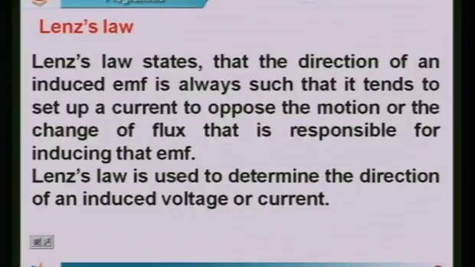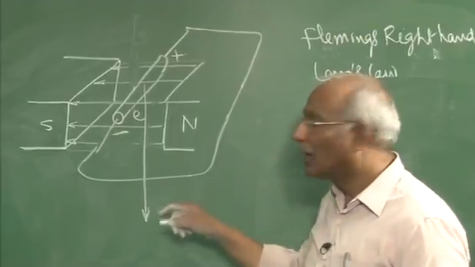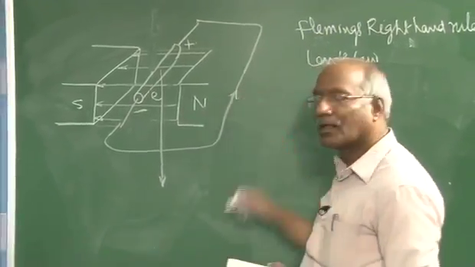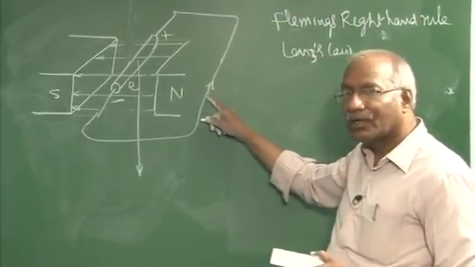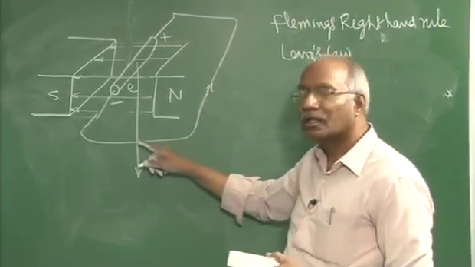What is this Lenz's law? When the conductor is not provided with any closed loop, there is an induced EMF, but there will not be any current. If it is provided with a closed loop, then it circulates a current. As such, the direction of the current set up will always be such that it opposes the cause.